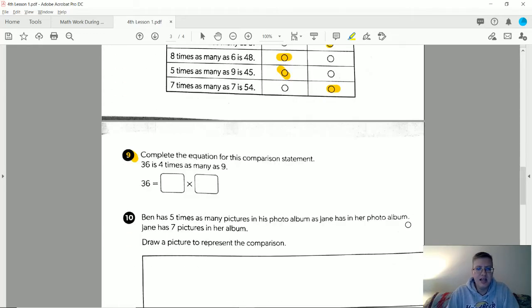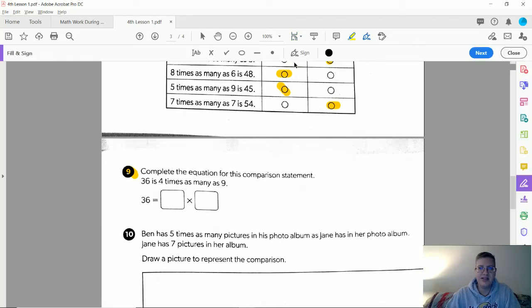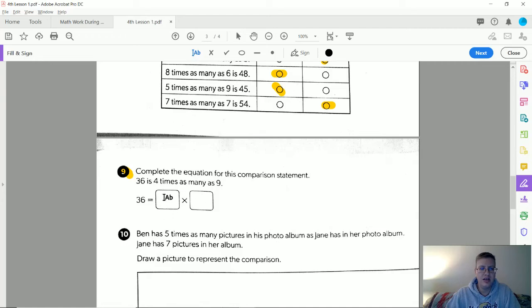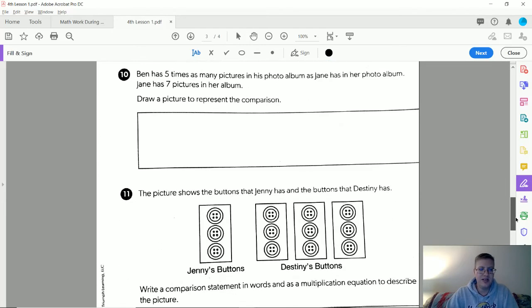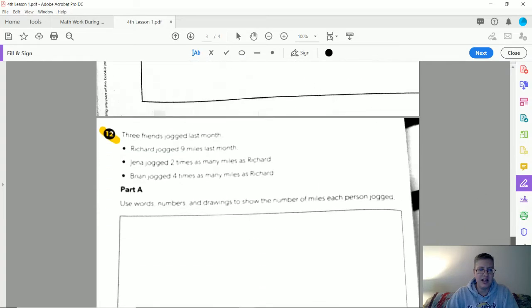Number 9, complete the equation for this comparison statement. So I'm going to switch over so I can actually type. So 36 equals 4 times 9. That's all we had to do for that one. And you could also do 9 times 4 because of the commutative property of multiplication. We can have either of those numbers in either order and it'd still be a correct answer.